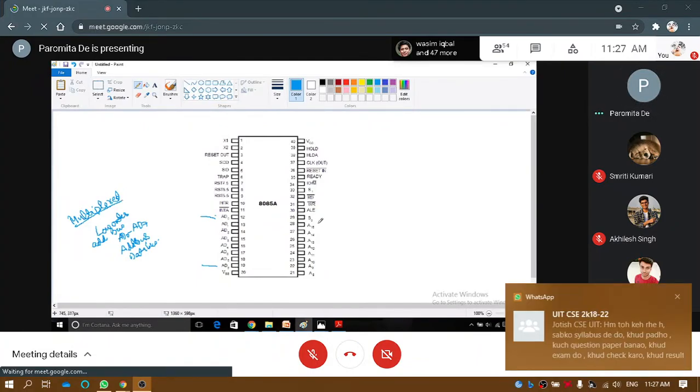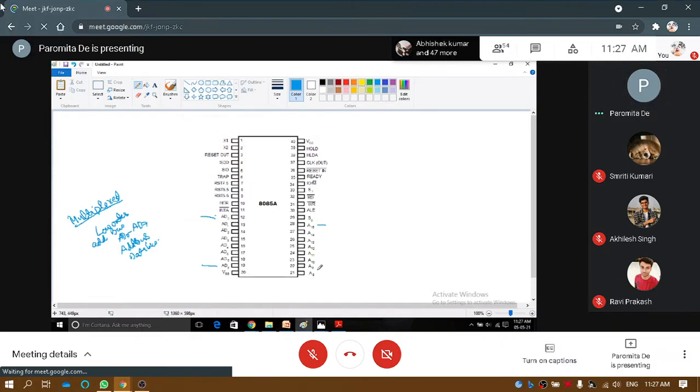And then A15 to A8. These are the higher order address buses. They are always address bus. But AD0 to AD7, sometimes these are address buses, sometimes these are data buses. So I should have some signal that will tell me whether it is an address bus or a data bus, right? We will see what signal it is.